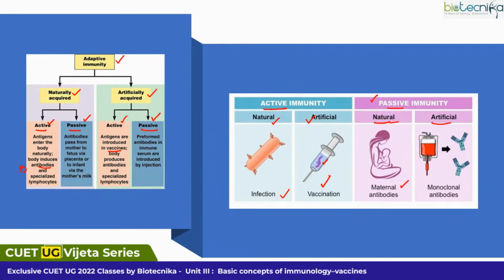Then the passive artificially acquired adaptive immunity is when some preformed antibodies are injected into the serum. Here there is the plasma therapy you might have heard about nowadays. Whoever's immune system is weak, suffering with some infection, the antibodies can be passed directly from a healthy individual, or monoclonal antibodies can be given. In that way it is known as passive artificially acquired adaptive immunity, right?